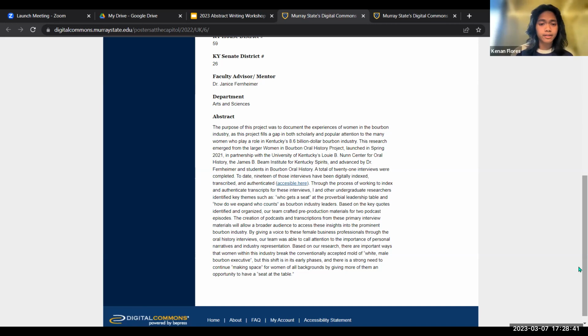So then we'll look at her methods that she says in the abstract. And she mentions that a total of 21 interviews were completed. And to date, 19 of those interviews have been digitally indexed, transcribed, and authenticated. So she concisely says how she takes this data from the interviews and processes it.